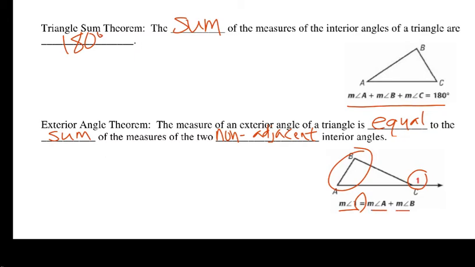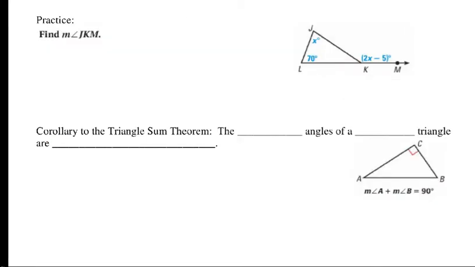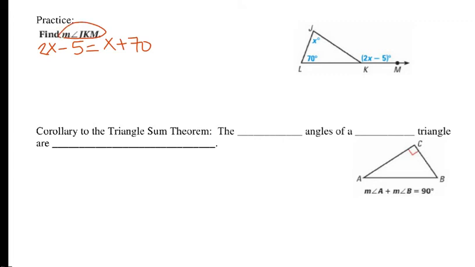We're going to use this setup when we solve for x in this triangle. So if we set the 2x minus 5, that's our exterior angle, equal to the other two interior angles inside added together, then we can solve for x. So you can see in my picture, I've got 2x minus 5 equals x plus 70. So go ahead and push pause, and you can work out for x. And then once you solve for x, remember you need to read the directions again. So we have to plug it back in to find the angle JKM, and that's this exterior angle you're going to have to put it back into. So go ahead and push pause.